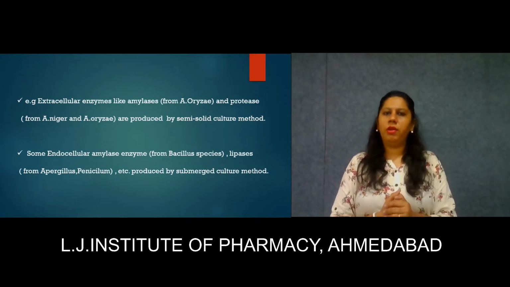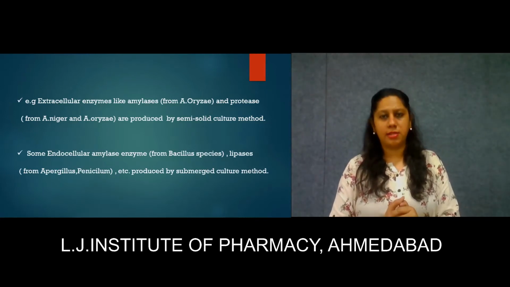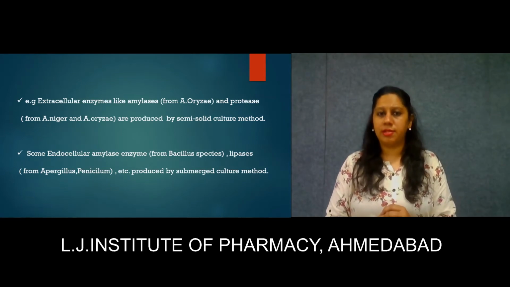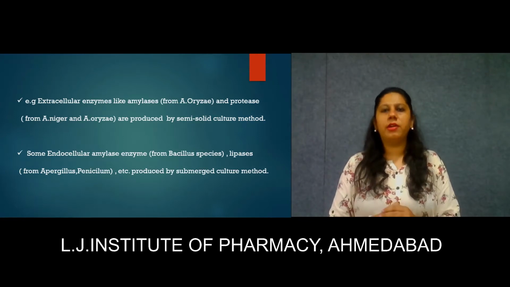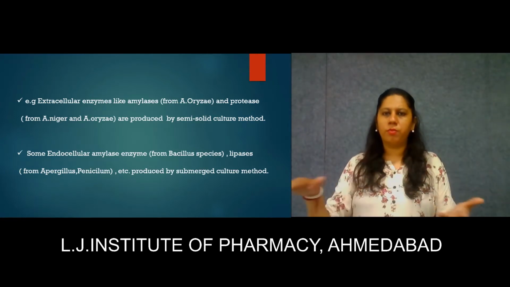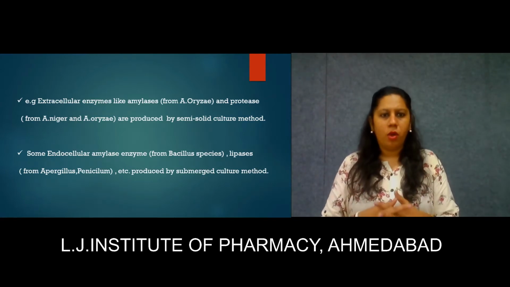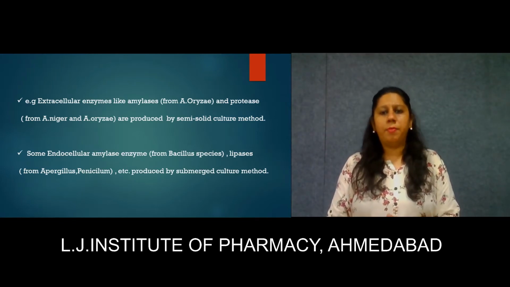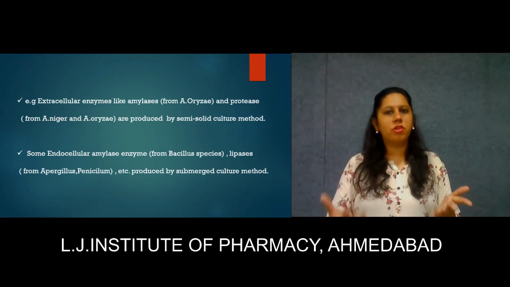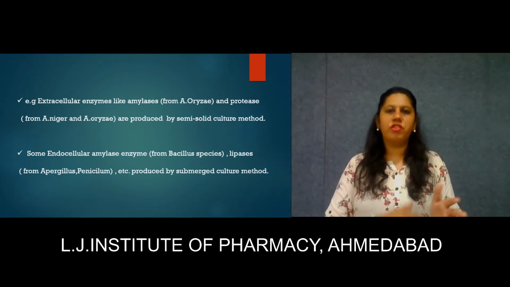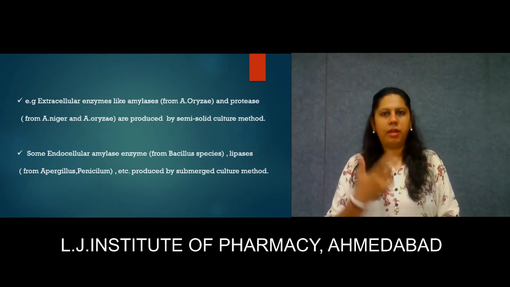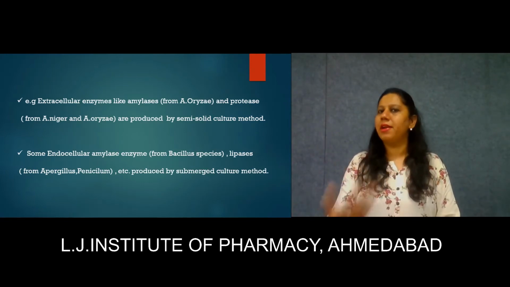The extracellular enzymes like the amylases produced from Aspergillus oryzae and the protease produced from Aspergillus niger are produced by the semi-solid culture method, in which the microbes are layered on a semi-solid culture medium. Whereas the endocellular enzymes from Bacillus species, and lipases from Aspergillus or Penicillium, are produced by the submerged culture method. In the submerged culture method you have a tank with agitators in which the inoculated microbes are rotated, and finally you get the enzymes which are produced, and they are purified.